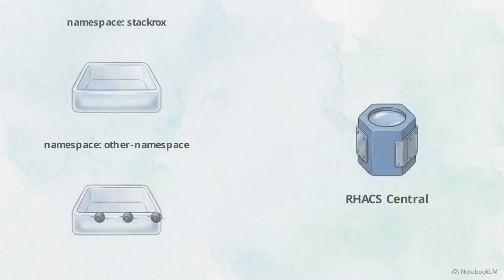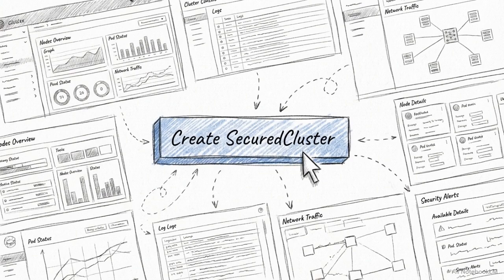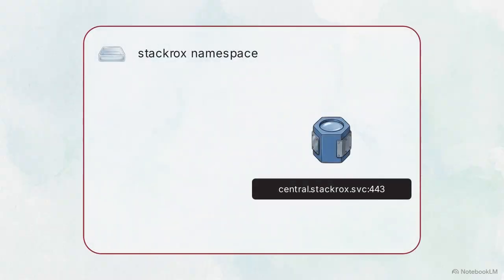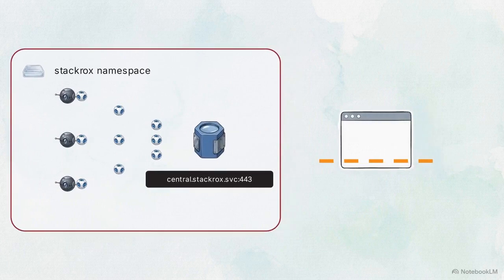Be careful here. If you apply this secret to the wrong namespace, your sensors will be unable to initialize and fail to report data. Now go back to the operator interface in your cluster console and create the Secured Cluster Custom Resource. When you configure the endpoint for a central instance on the same cluster, use the internal service address, central.stackrox.svc:443. This allows telemetry to flow directly to the central engine.